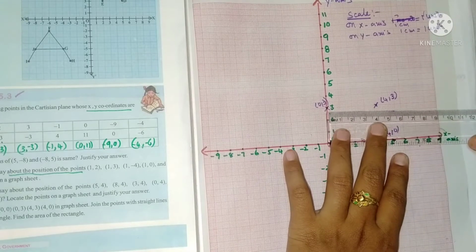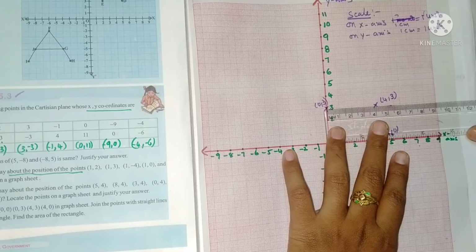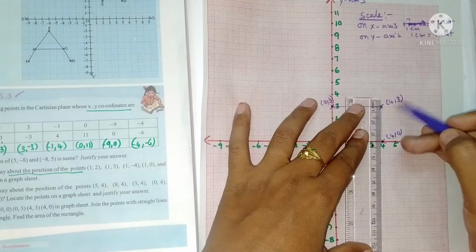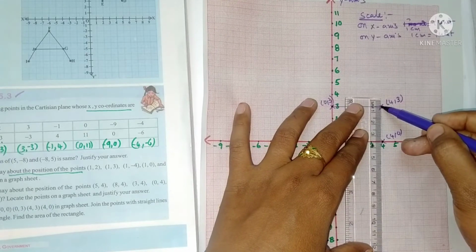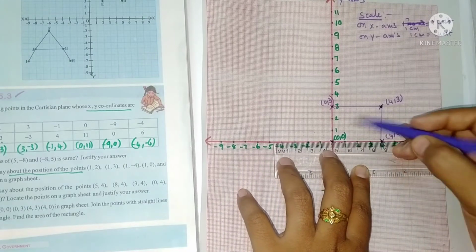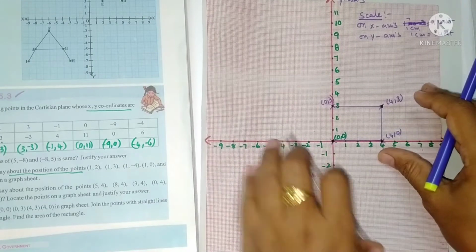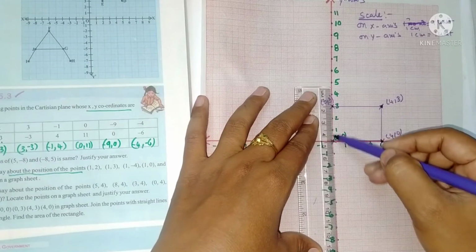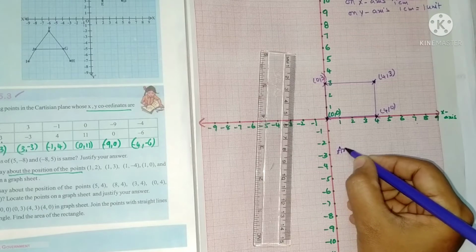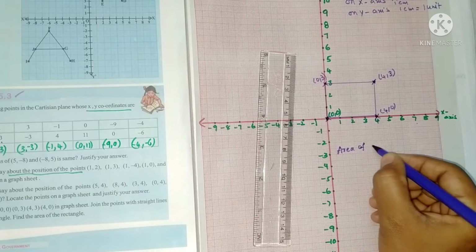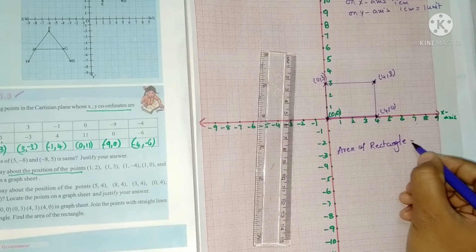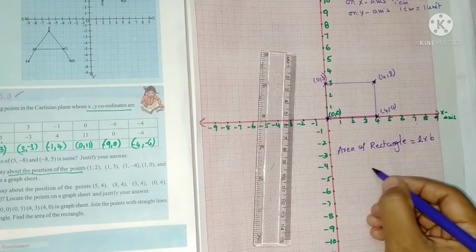Now we have to join them with straight lines. Okay, a rectangle is formed here, right? Now we want to find the area of this rectangle. What is the formula for the area of a rectangle? Length into breadth. Area of rectangle is L into B.